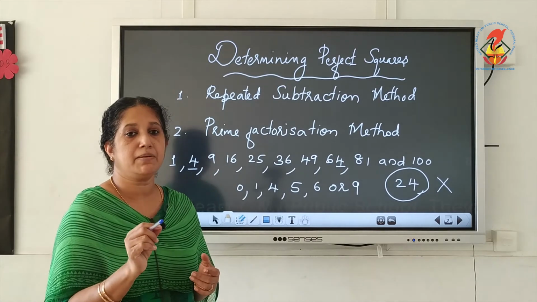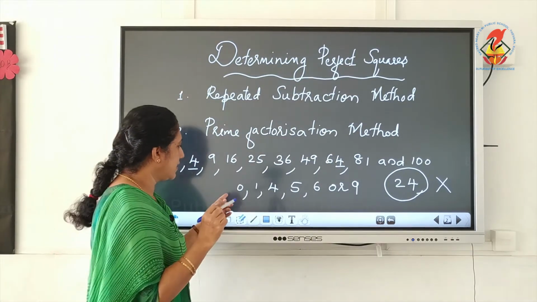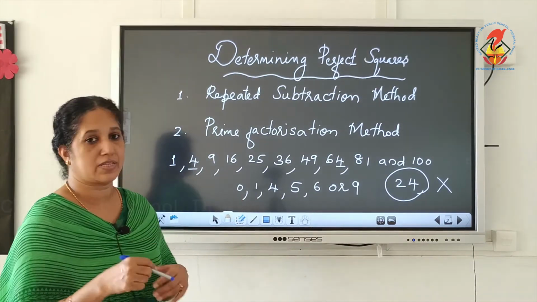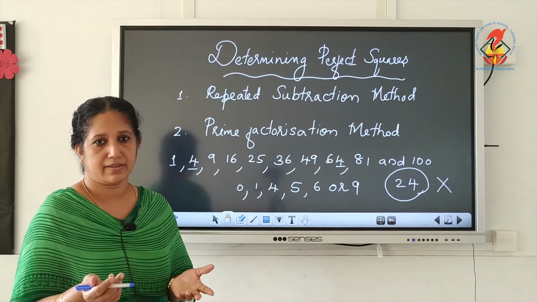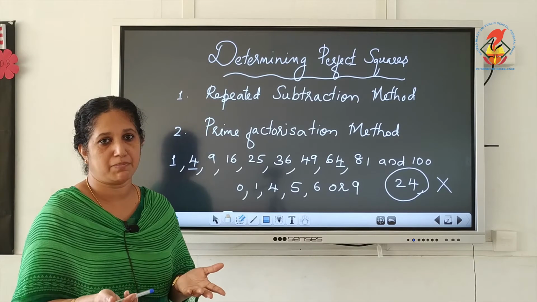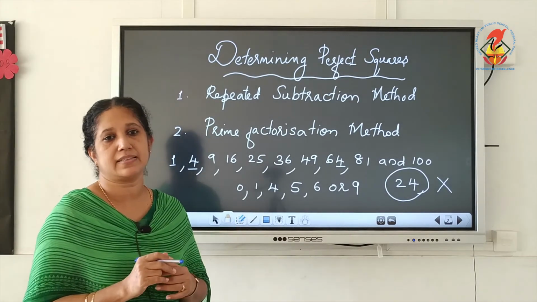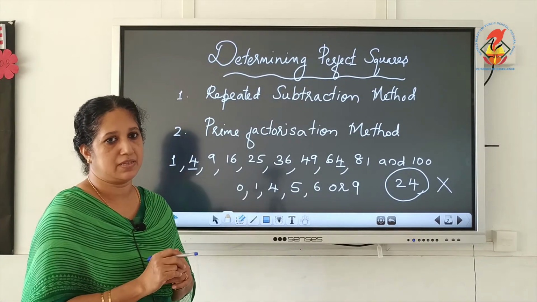So, if the given number is a square number, we can say that the unit digit will be either 0, 1, 4, 5, 6 or 9. But when we go beyond 100, that means we are getting a very large number. By simply looking at the unit digit, we cannot say that the given number is a square number. So we have certain methods.